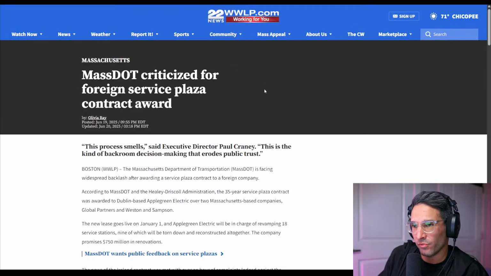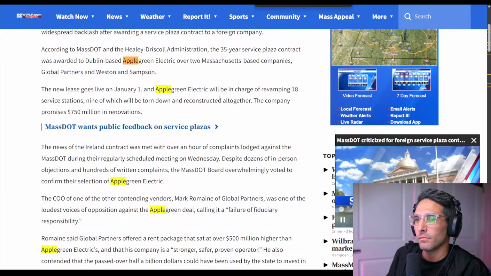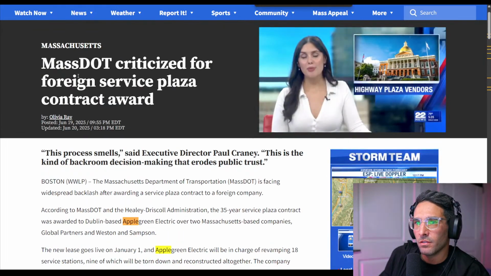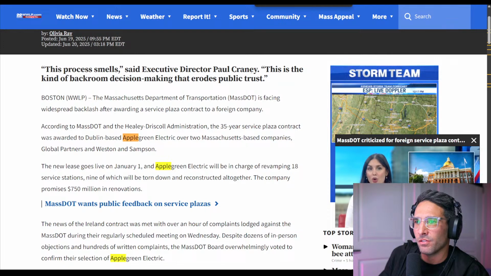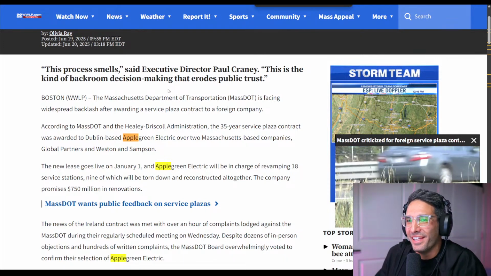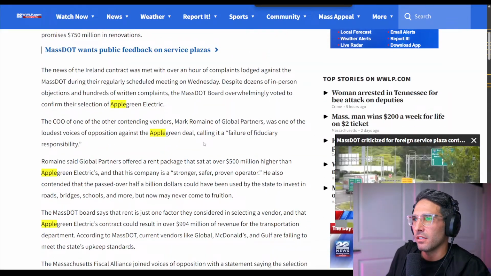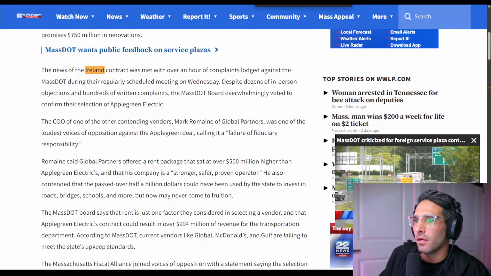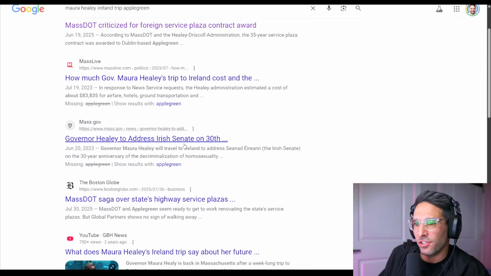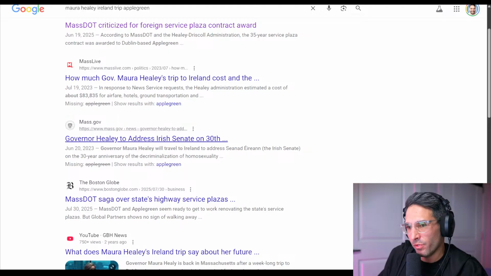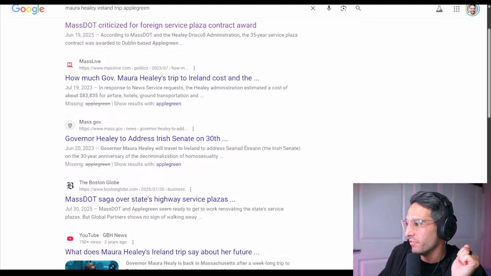Let me just click this article really quickly. Oh, wait, what is this? Oh, this is the process smell. What's this? Said executive director. Oh, Paul Craney. Let's see. Yeah, so she was in Ireland. I don't know what the hell she was doing there, but that was two years ago. I don't know who she met with, but I would be very interested to find that out.